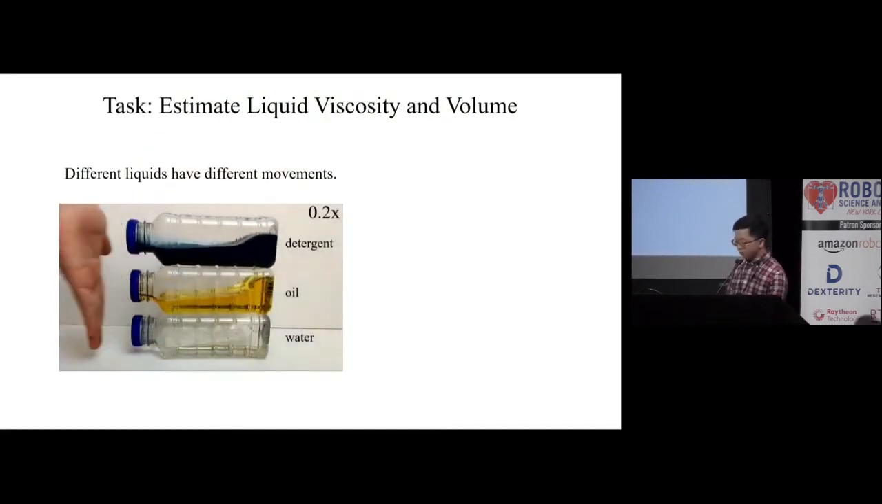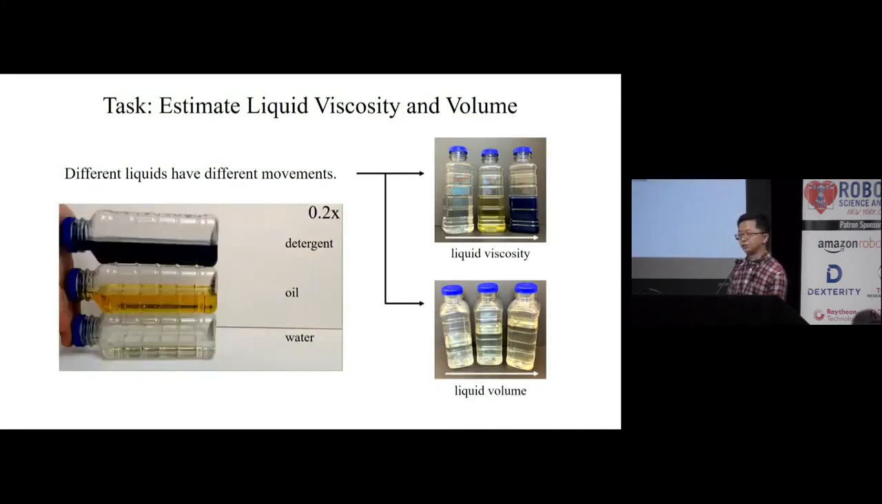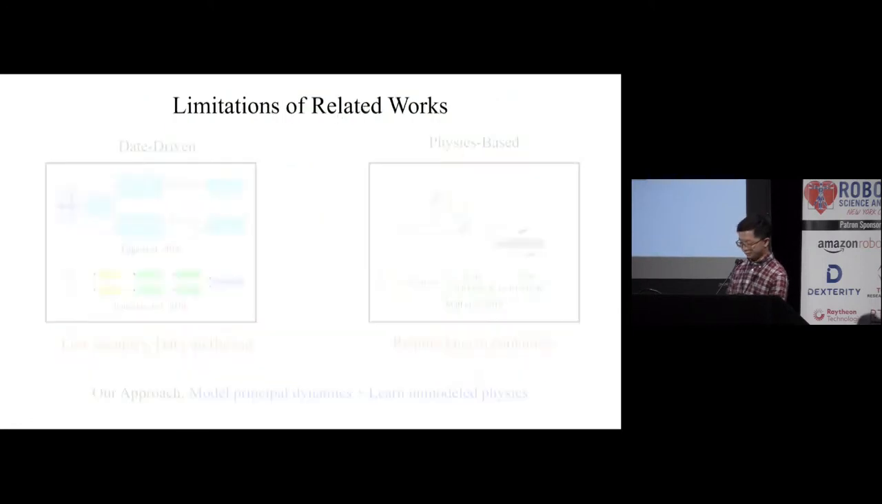When we interact with a bottle, different liquids will have different movements, which are caused by the liquid properties. In this work, by interacting with the container, we want the robot to infer liquid volume and viscosity in the container using only tactile sensing.